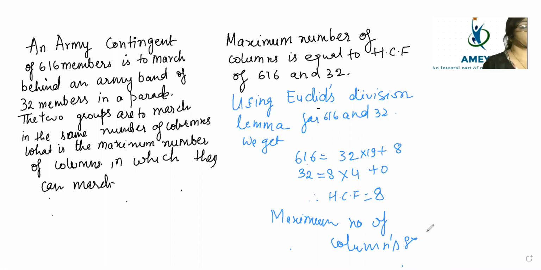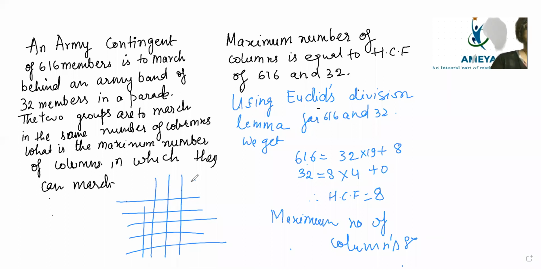Understood? Easy? In prime factorization, they may ask maximum or minimum, such as how many minimum number of rows. These are called rows, and these are columns. So the alignment will be there.